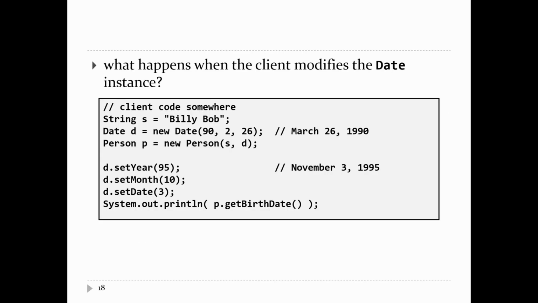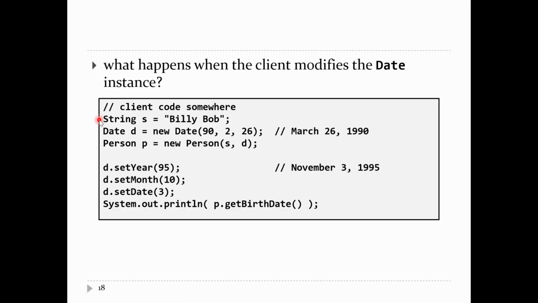So what happens if the caller decides to change their date instance? Date is a bit of a funny class, but I'm going to use it a lot because it's useful to illustrate composition and aggregation. Date is a mutable type. It represents a point in time, and if you have a date object, you can change what point in time it refers to. You can change its month, its year, its date, its hour, minute, second, and so on and so forth.